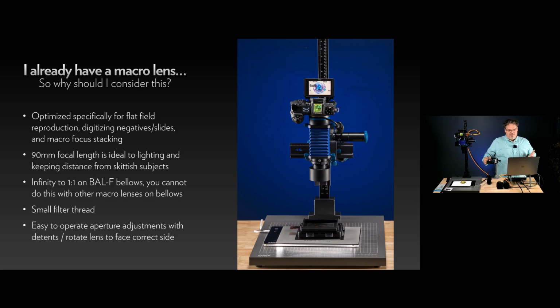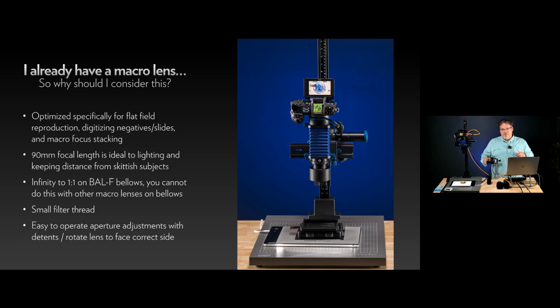This 90mm focal length is also ideal when you're in the macro range for lighting things and keeping them a little bit at a distance. You can move your lights in and out and create beautiful light. And if you have skittish subjects like insects, you can keep your distance and not make them feel as threatened with that 90mm. You can go from infinity to 1:1. When you mount other lenses to the bellows, you can't do that. Regular macro lenses, because you're already the distance of the bellows away from the camera, you've lost the ability to achieve infinity focus.